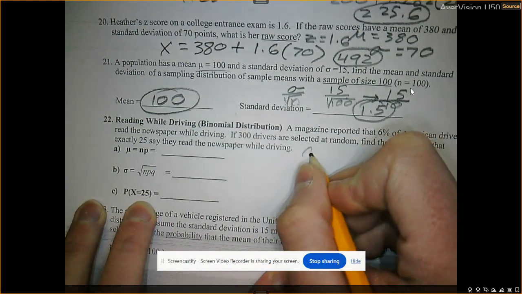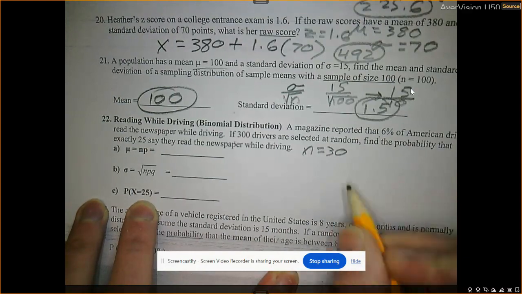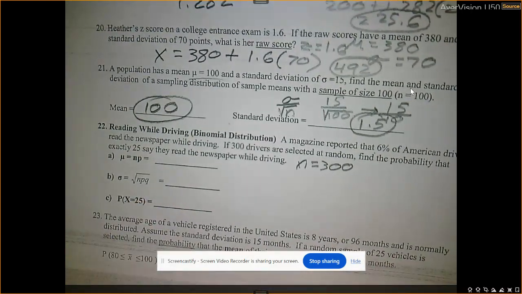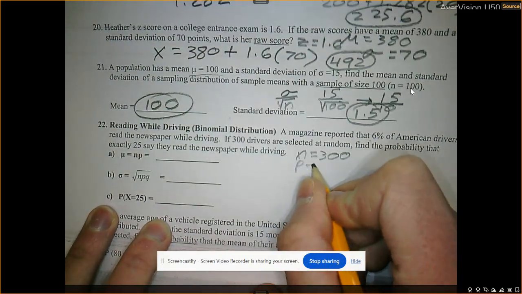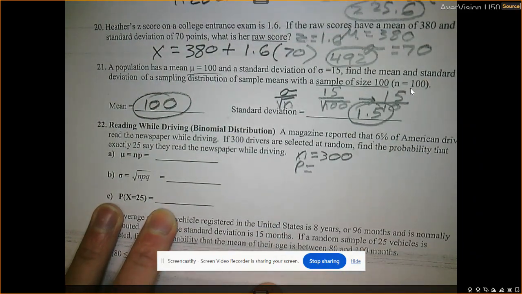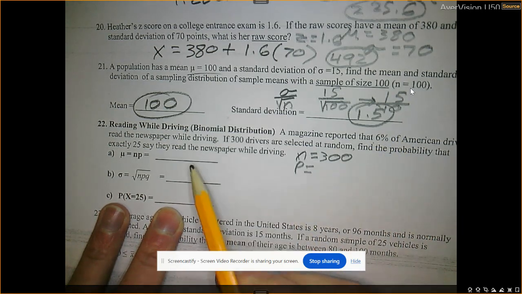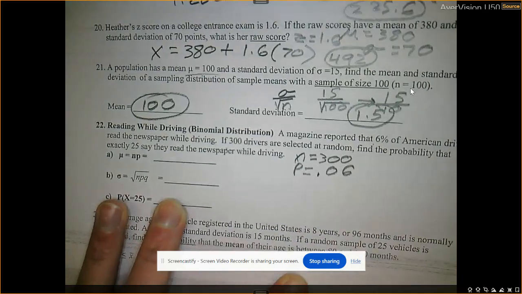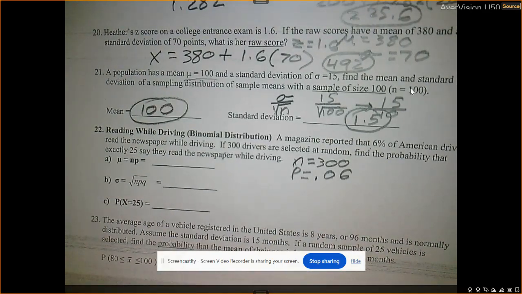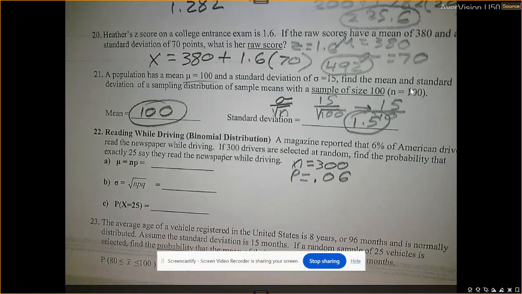You need n. Well, that's your sample size, or the 300 drivers. You can call it trials. That's n, your 300 drivers. Then you need p, which is your probability of success, and in this case that's the 6% of American drivers that read the newspaper while driving. Okay, we wouldn't really call that a successful thing to do in life, but in this context, that's your p. We're trying to find how many of these Americans do read the newspaper while driving.